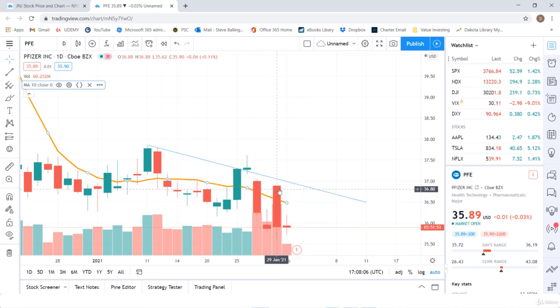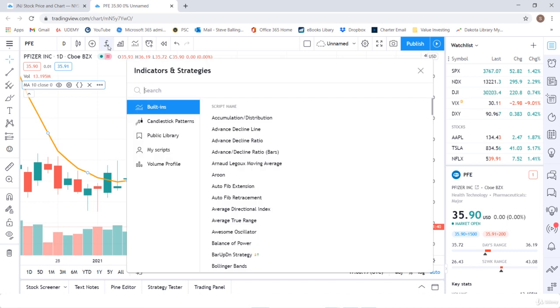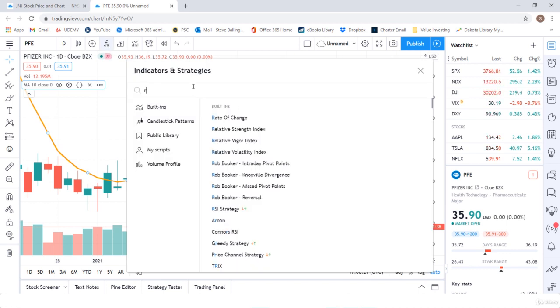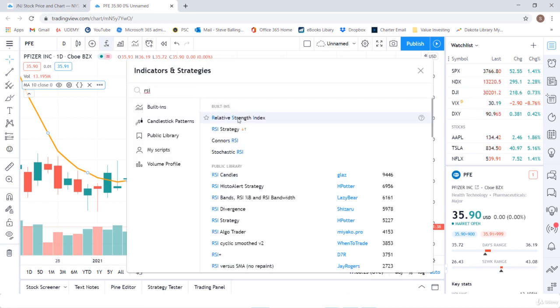But let's say we also wanted to look at something like relative strength index, for example, is always a good one. And we're looking to see, is this oversold? Maybe this has gotten really sold down and maybe it's oversold. So let's take a look at that as another indicator. So we could type in RSI and find relative strength index.